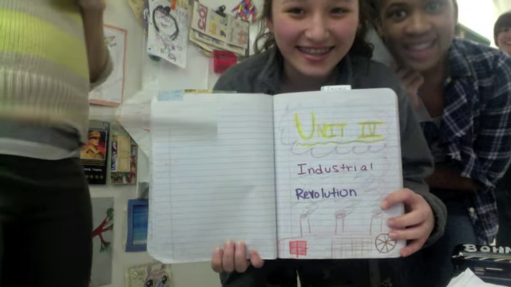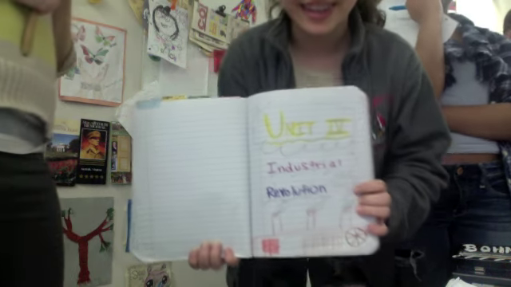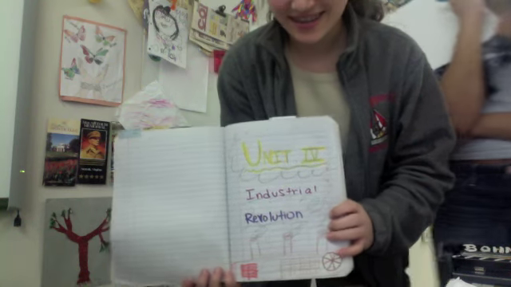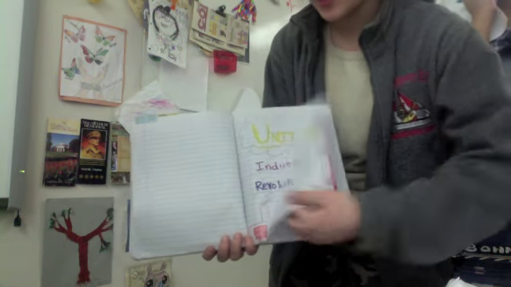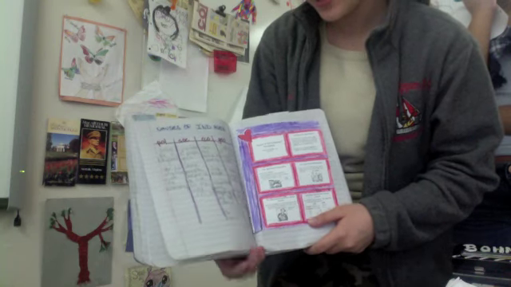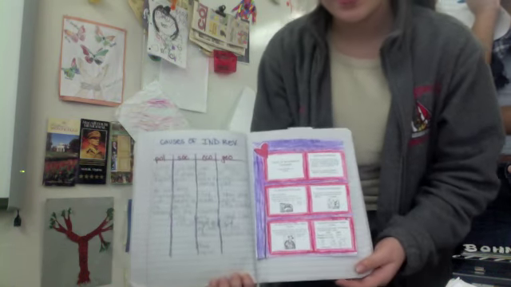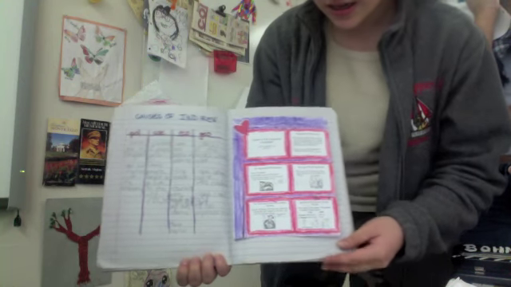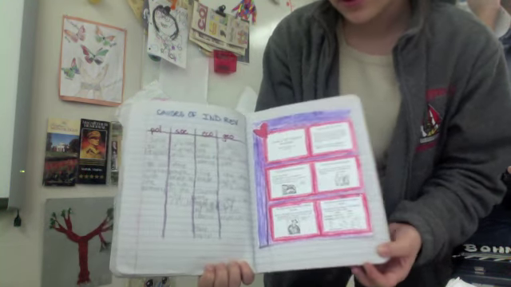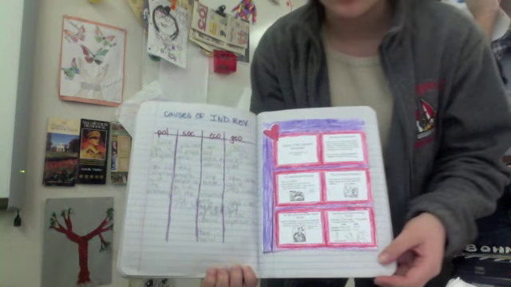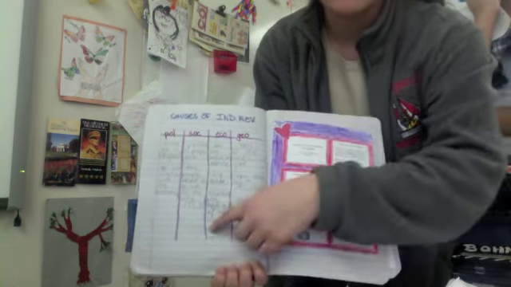Okay, this is the Unit 4 Industrial Revolution. So there's 11 sides, well, left sides. The first one is causes of the Industrial Revolution. And then you have to have political, social, economical, and geographical on your left side.